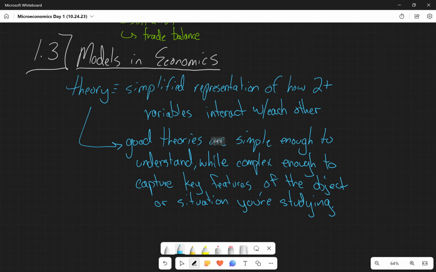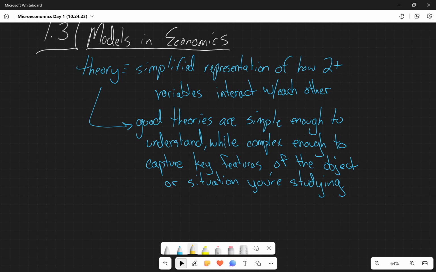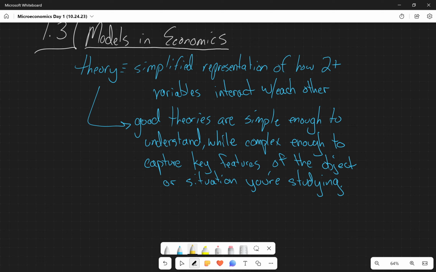So in economics, technically, we use models to test these theories, but in our class, we're going to use the term model interchangeably with theories, right? So we can think of these as pretty much the same thing. But technically, models are used to test theories, but not very important.